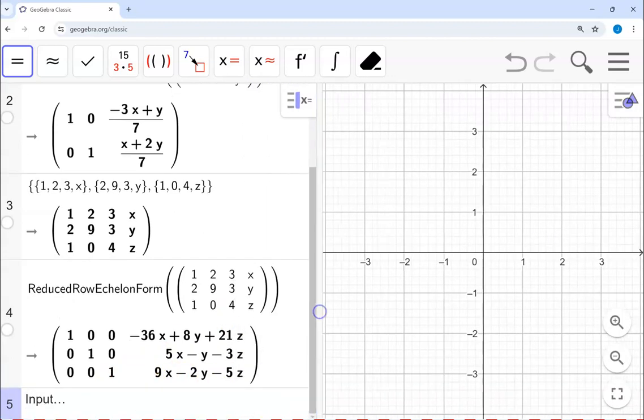I'm just going to write down the answers that I need. The 36x plus 8y plus 21z. The 5x minus y minus 3z. And the 9x minus 2y minus 5z. All right, so those are the... We use this one as our coefficient for the first vector, this one for the second, this one for the third.